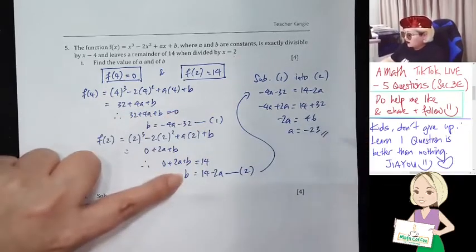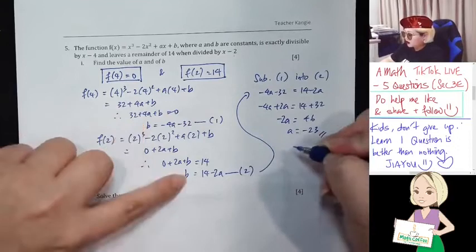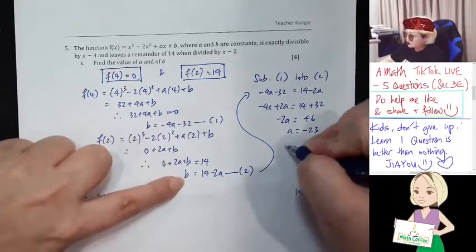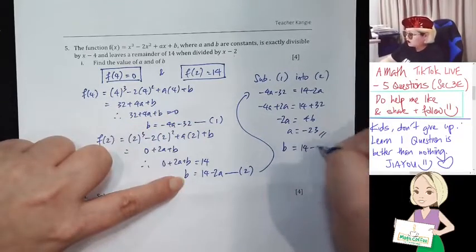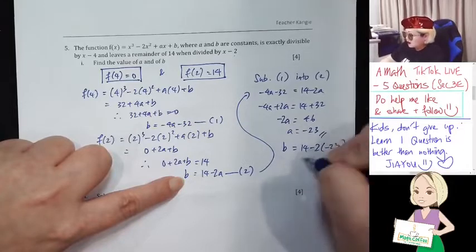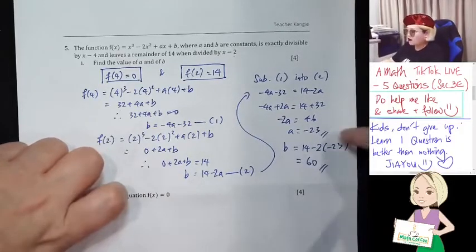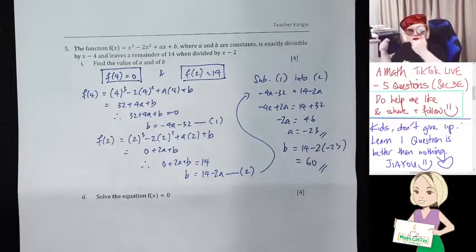So for my b, I can use this, or you can use the other one also. This one has a lot of negatives, so I'd rather use this one. So b will be equal to 14 minus 2a. And I get 60. Done. So my a and b, done.